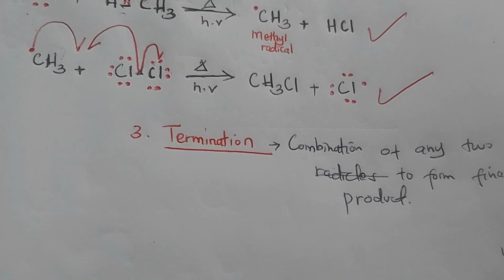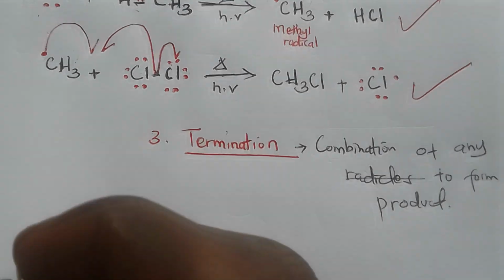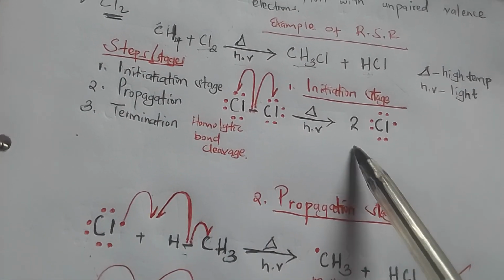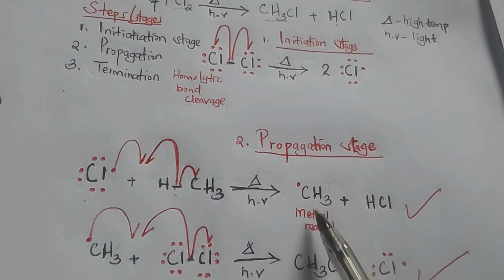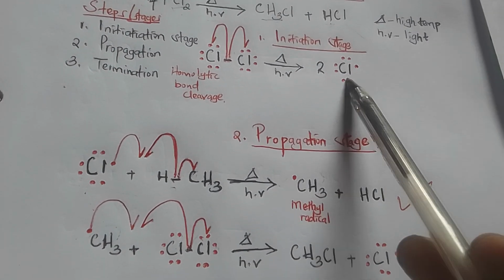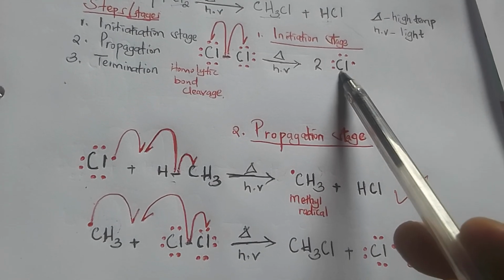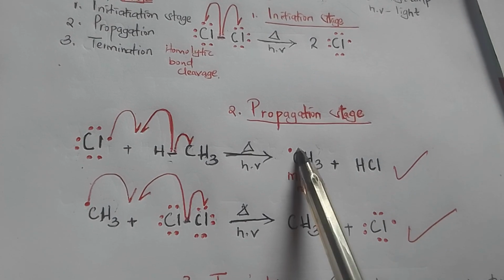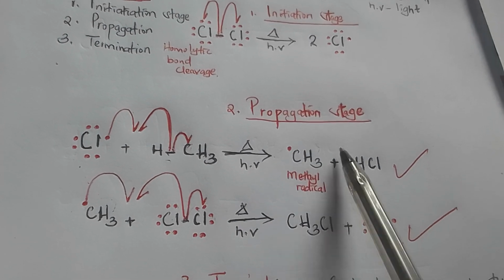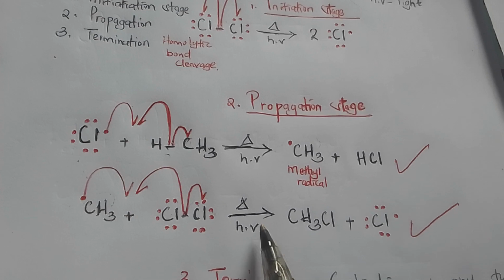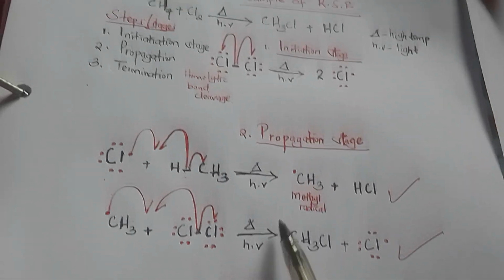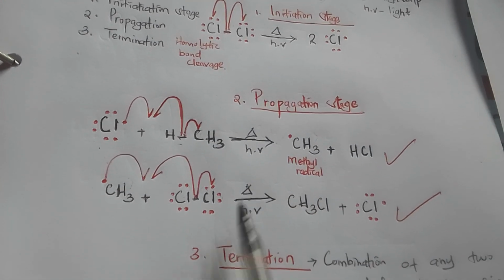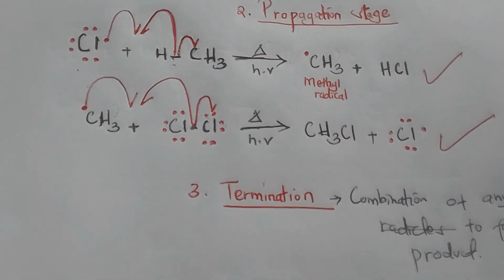remember that in the system there are a lot of radicals. So the first radical that we formed initially, remember, was the chlorine radical. Another radical was the methyl radical. So a chlorine radical can react with another chlorine radical in that system to form chlorine gas. Then the methyl radical can react with another methyl radical to form ethane, or the chlorine radical can also react with the methyl radical to form the methyl chloride. So there are three important final products that are going to be formed.